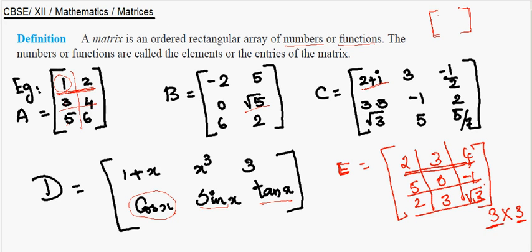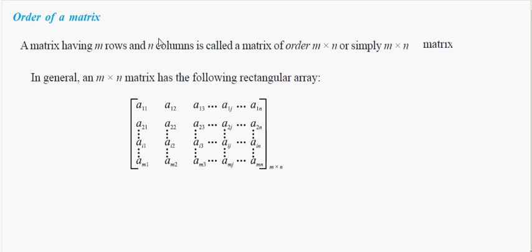Now let's see what is meant by the order of a matrix. The next topic we are going to see is the order of a matrix. A matrix having m rows and n columns is called a matrix of order m by n, or simply an m cross n matrix. So m is the number of rows and n is the number of columns. In general, an m cross n matrix is given by this arrangement.